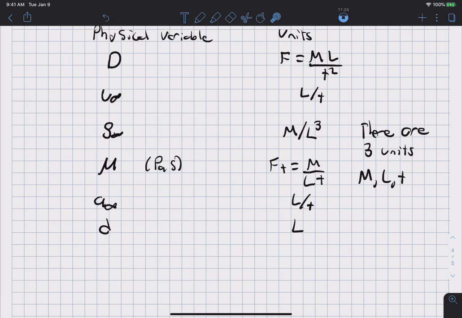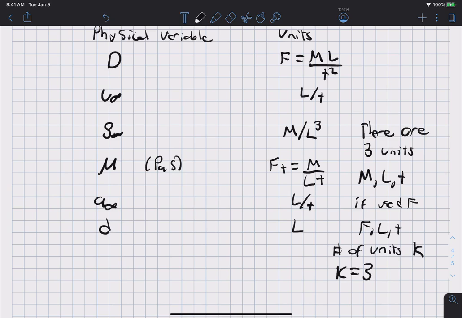Now, if you use the force-based system, you would still have three units. It's just they would be F, L, and T as your units, because you would have to express the density in terms of force rather than mass. So you cannot mix and match the force-based system with the mass-based system. I'll call the number of units K. And so for this, K equals 3.